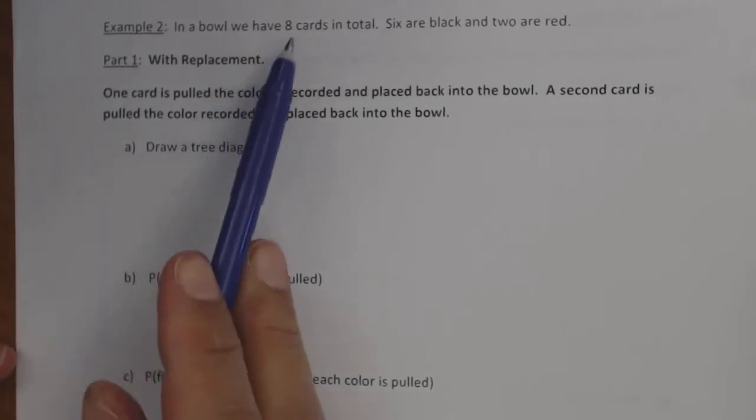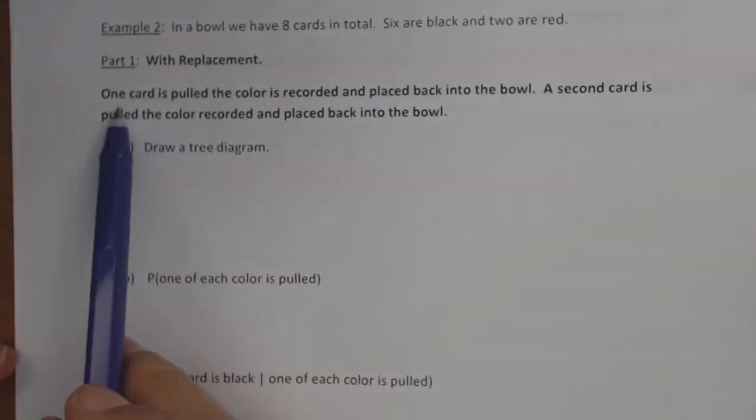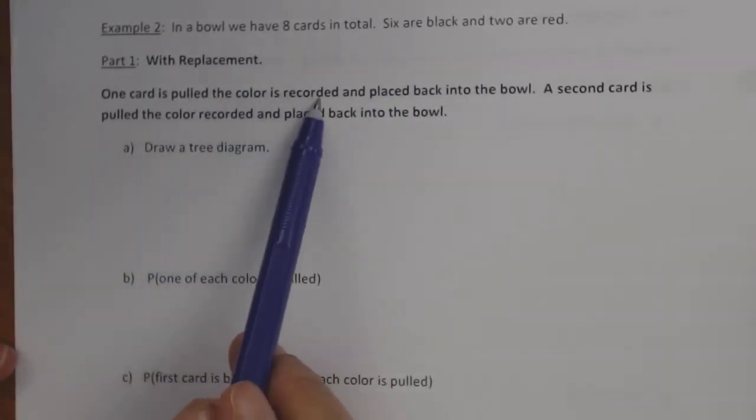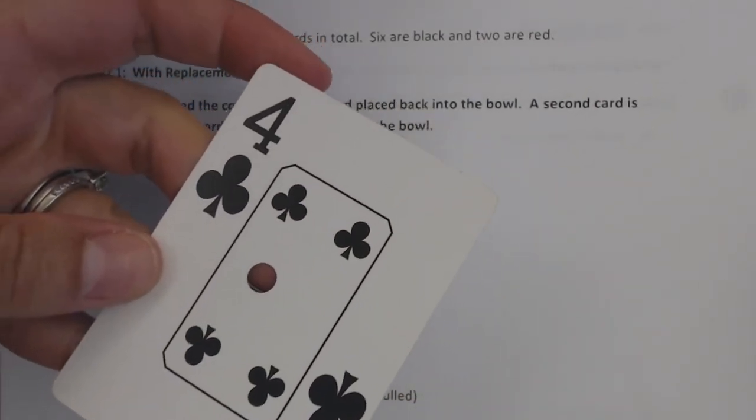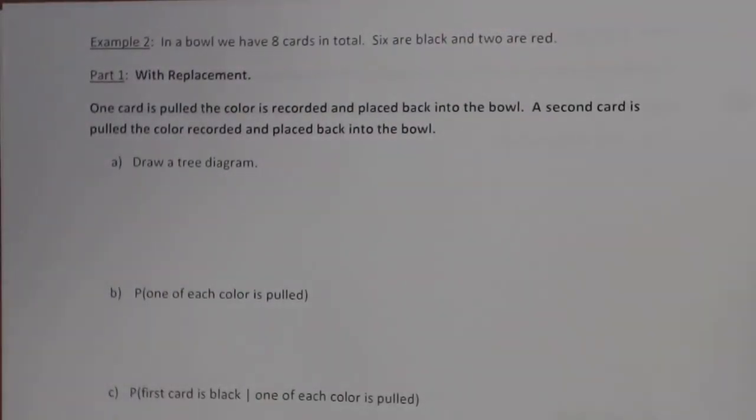All right, so we have 8 cards, 6 black and 2 red. One card is pulled. The color is recorded and placed back into the bowl. So I'm pulling a card. I record that's a black card, and then I put it back into the bowl. And then a second card is pulled. Again, I record the color. Ooh, another black card. And then I put it back into the bowl. So that's called with replacement because you're actually replacing the card back in the bowl.